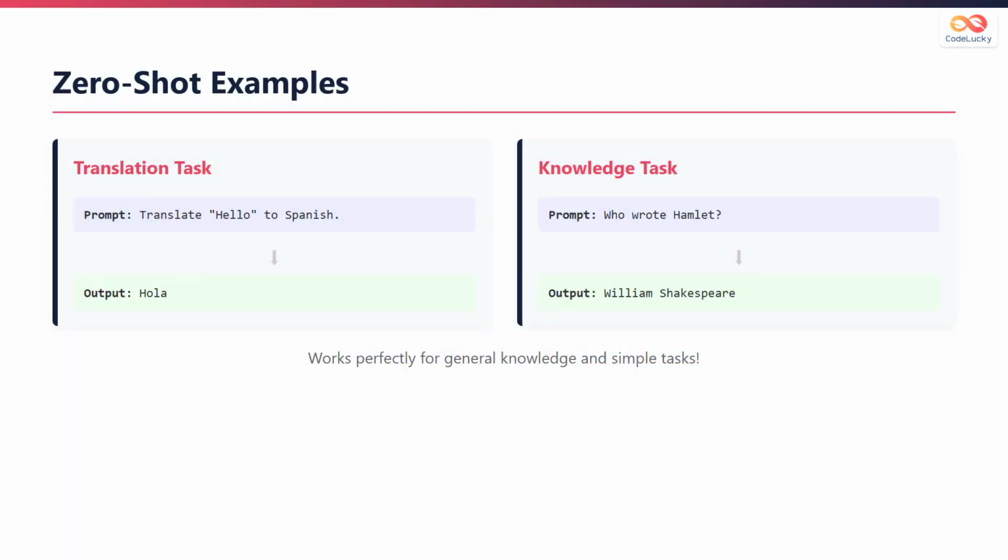Here are some classic examples of zero-shot prompting. If you ask for a translation from English to Spanish or ask a trivia question like, "Who wrote Hamlet?" the model usually gets it right. This works perfectly for general knowledge tasks where the answer is factual and straightforward.